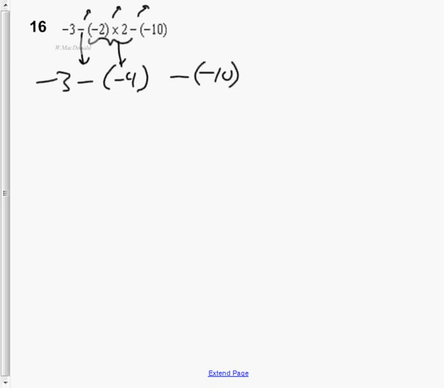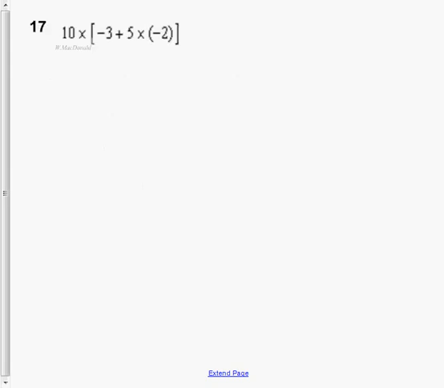I now have just subtraction left, so keep, flip, change. I get 1, take away negative 10. Keep, flip, change. 1 plus 10 is 11. Half the class got that wrong. So please make sure you watch that again to make sure what you did wrong won't happen again.